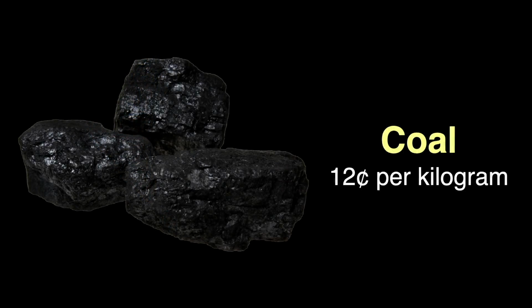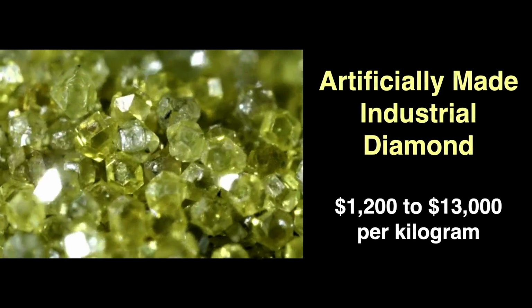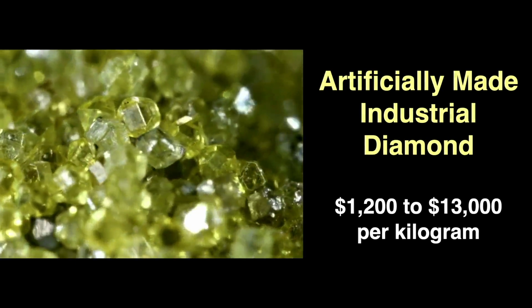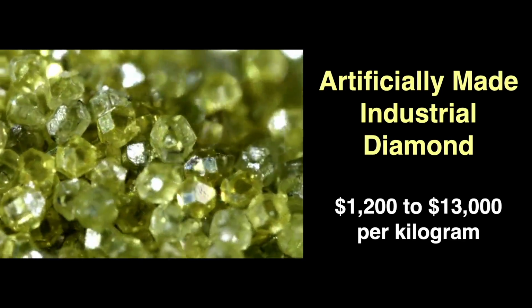Carbon is certainly one of the cheapest elements around, at least if you're talking about it in the form of coal. Coal costs pennies per kilogram. In the form of more refined graphite, the cost rises to about $1 per kilogram. In the form of synthetic industrial diamonds, you'll pay between $1,200 and $13,000 for a kilogram.